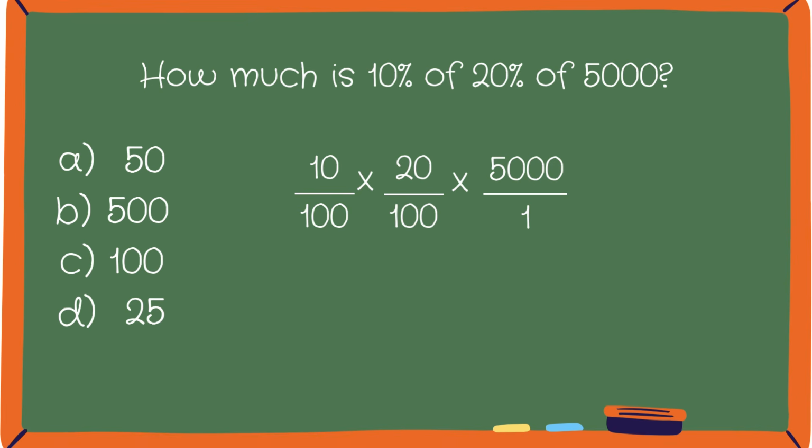Now I'm going to proceed to eliminate the zeros. This 0 is eliminated with this 1 here. This 0 is eliminated with this 1 here. Here I have 2 zeros below that are eliminated with 2 zeros above. What I'm left with in the numerator is 2 times 50, and in the denominator, I'm left with 1. We solve: 2 times 50 is 100. 100 divided by 1 is 100, which is exactly the answer we were looking for, letter C.